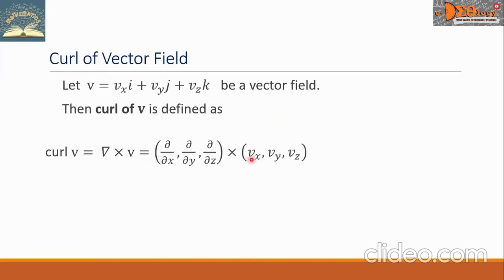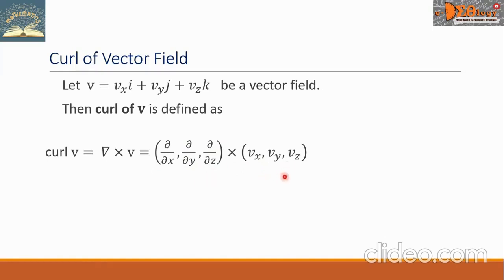And this is equal to, the formula for the gradient is partial derivative with respect to x, comma, partial derivative with respect to y, comma, partial derivative with respect to z, cross product the v, and that is v sub x, comma, v sub y, comma, v sub z.